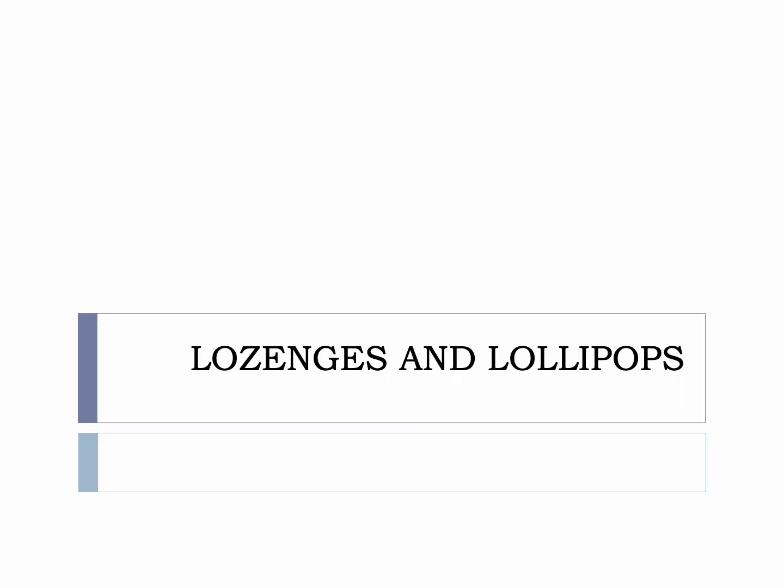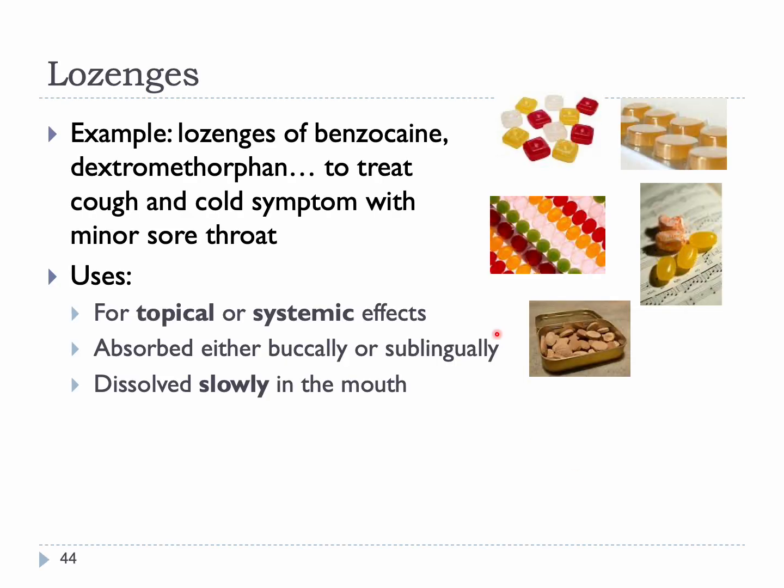So we just learned some common dosage forms of tablets. Now we go to lozenges and lollipops. These are also solid dosage forms. Lozenges. These are some picture examples of lozenges. Lozenges are sometimes called troches. Examples: benzocaine, dextromethorphan, etc.